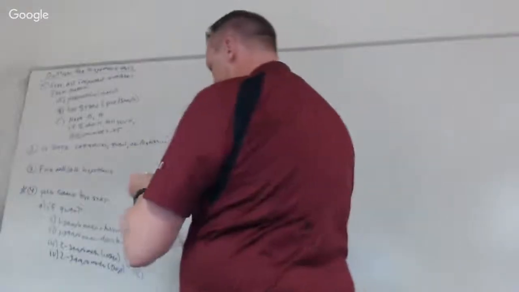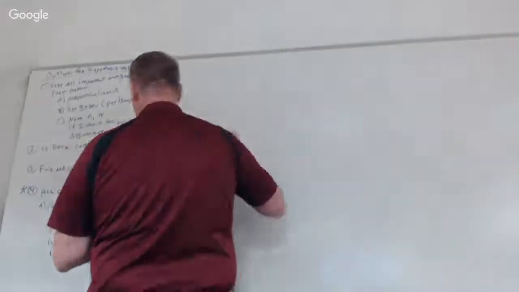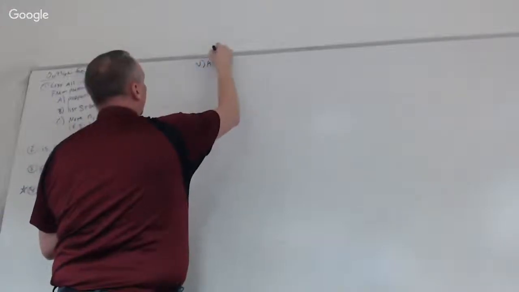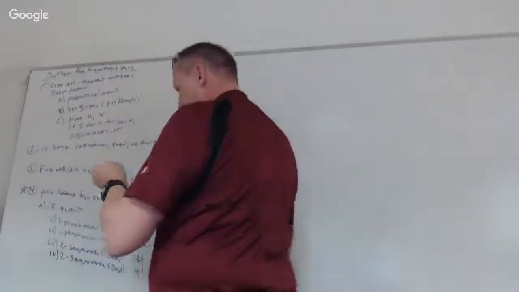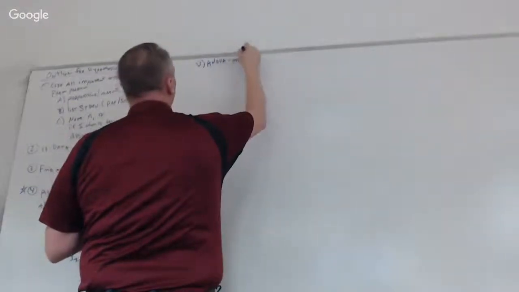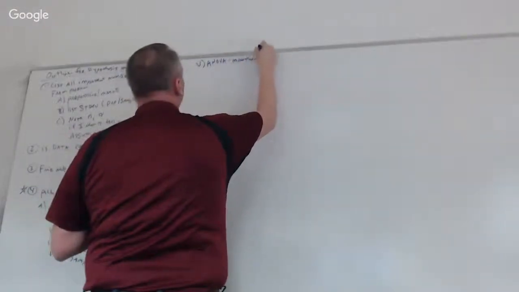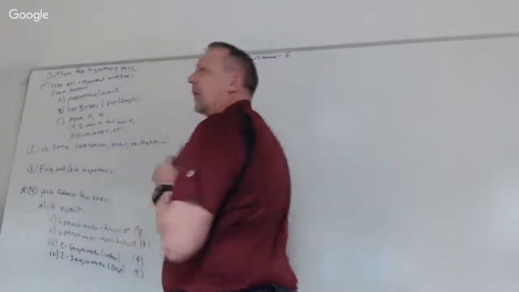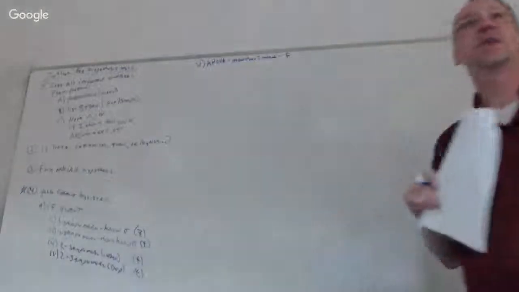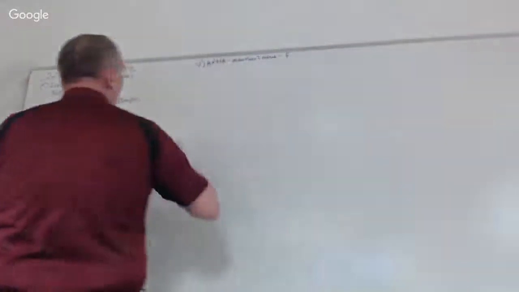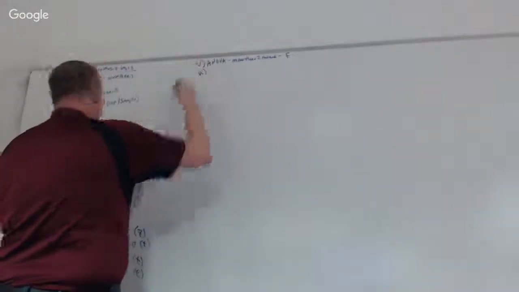Step number 5 is what we're going to call the ANOVA test, which is for more than 2 means. That's going to be an F test. We haven't learned that one yet, but that's what it's going to be. Step number 6.